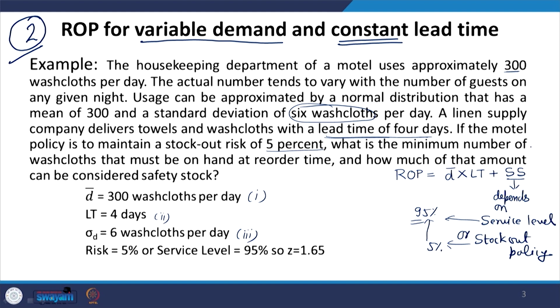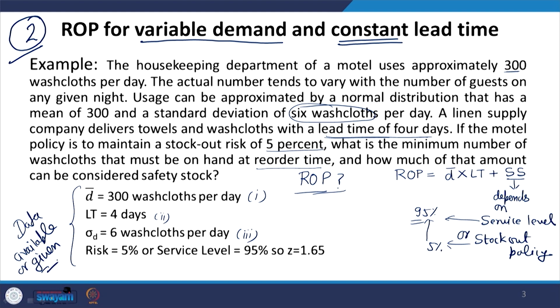What is the minimum number of washcloths that must be on hand at reorder point? Means my question is, what is the value of ROP, and how much of that amount can be considered safety stock. So, what is ROP, and out of that ROP what is the value of safety stock. So, the whole data which is mentioned in this text is given here, you mention it as data available or given.